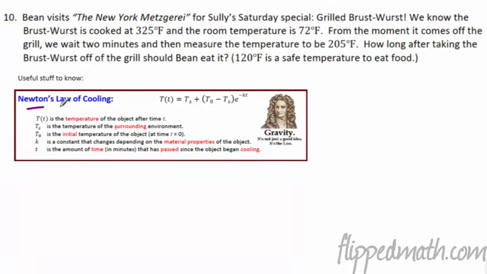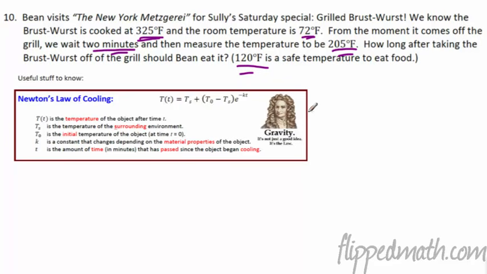In this case, we're going to do Newton's law of cooling. Bean visits the New York Metzgerei, by the way, in German, Metzgerei is butcher, for the Saturday special grilled Brustwurst. We know that the Brustwurst is cooked to 325 degrees Fahrenheit. The room temperature is 72, and when it comes off the grill, you wait 2 minutes, and then you know it's 205 degrees Fahrenheit.